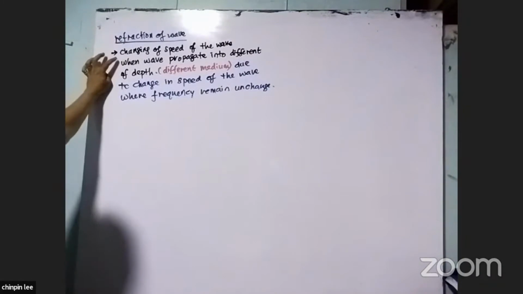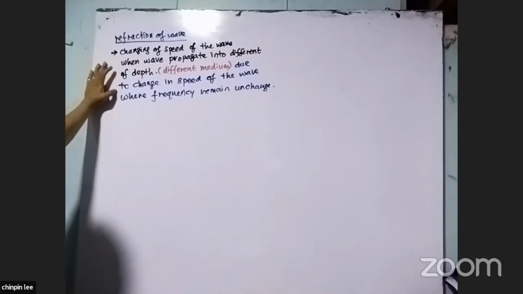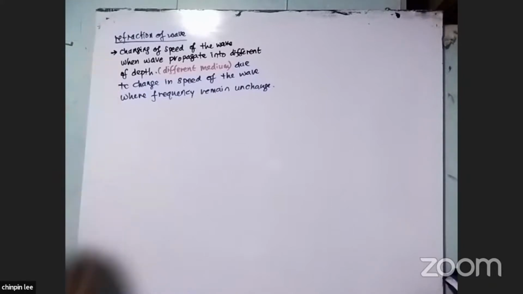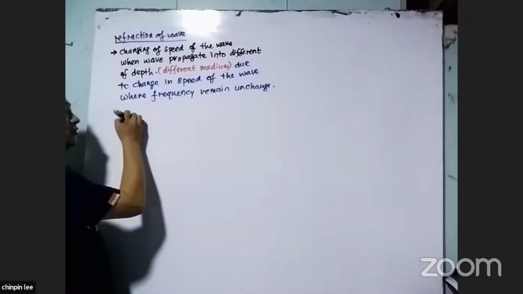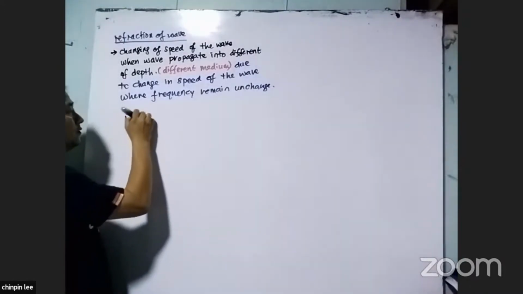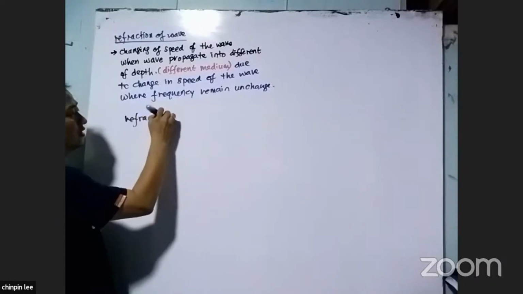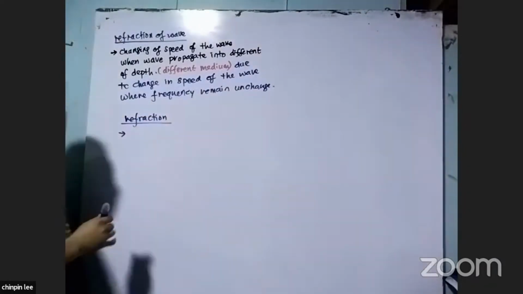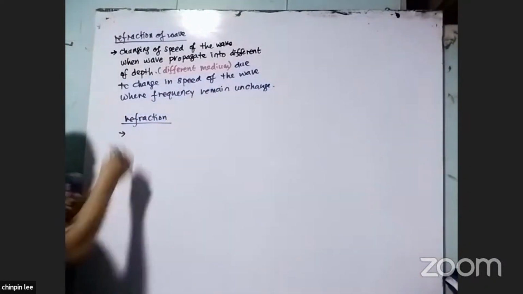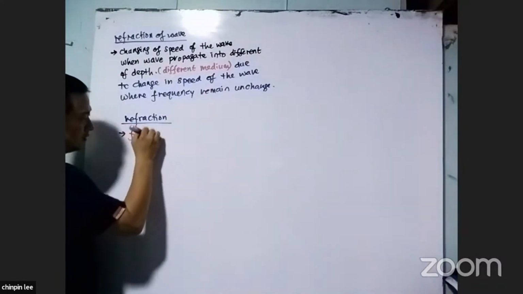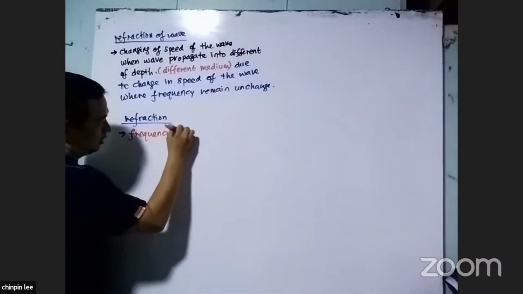Changing of the speed of the wave when the wave propagates into different depth of water, due to the change in the speed of the wave, where the frequency has no change. We are going to see reflection. After the reflection, the frequency remains the same.